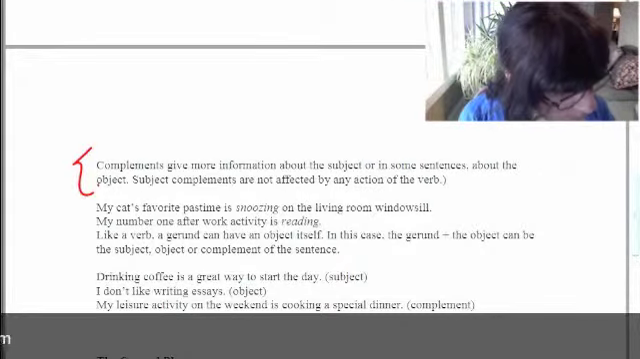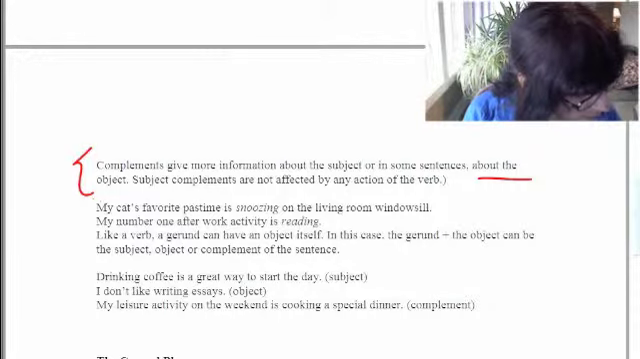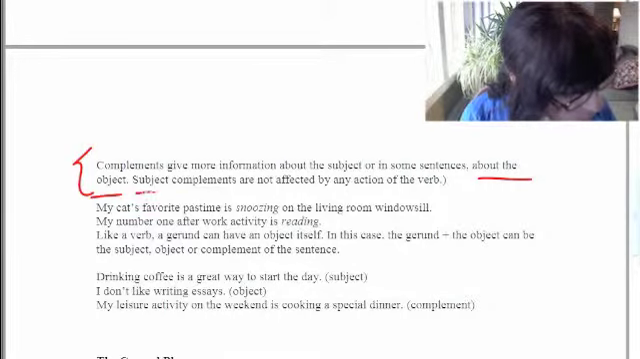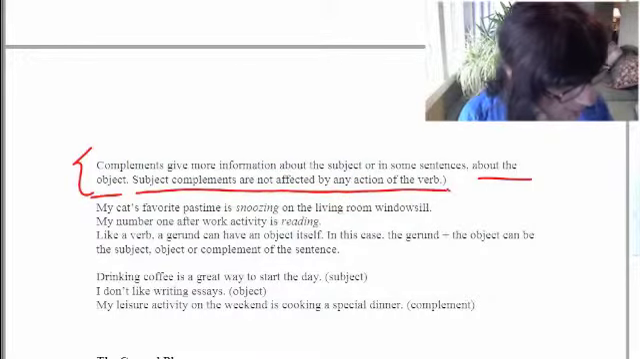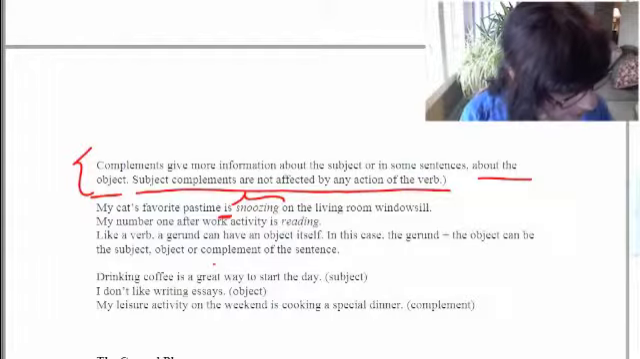Now, the purpose of complements: they give more information about the subject, or in some sentences, they give information about the object. Subject complements are not affected by any action of the verb. And here are some examples of subject complements. My cat's favorite pastime is snoozing on the living room windowsill. So is the verb, the non-action verb, and snoozing becomes the subject complement.